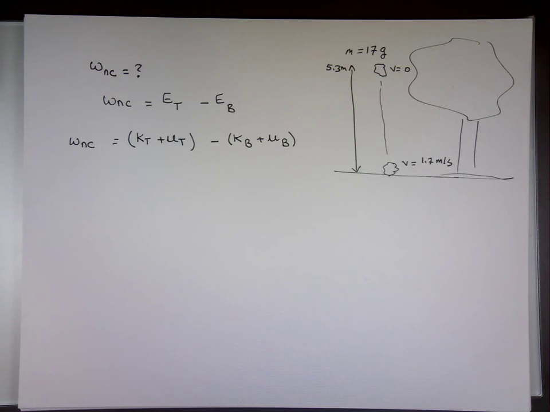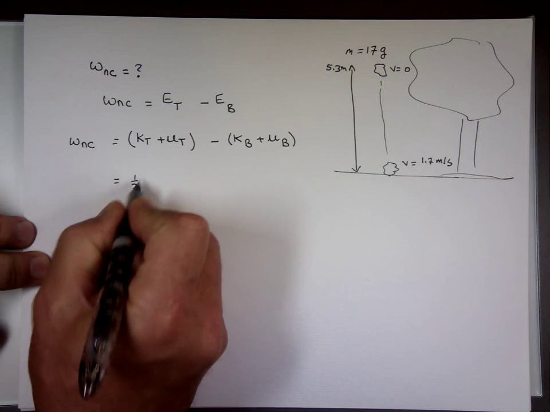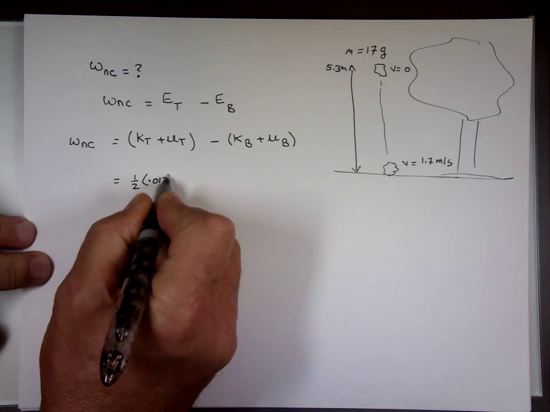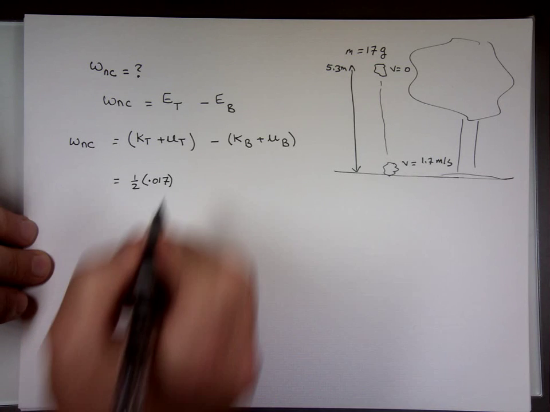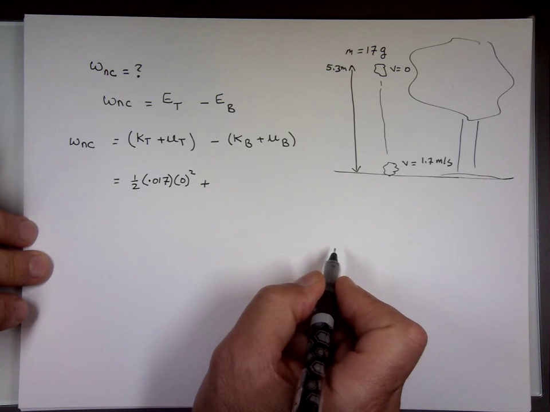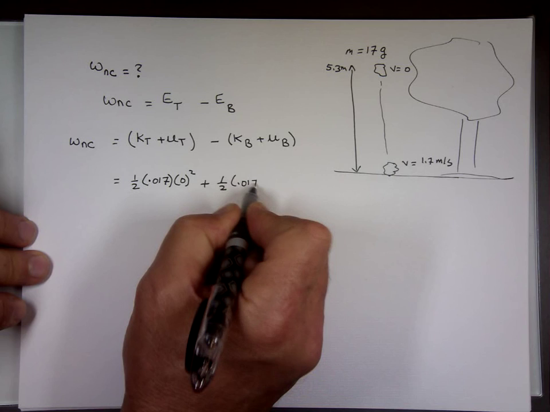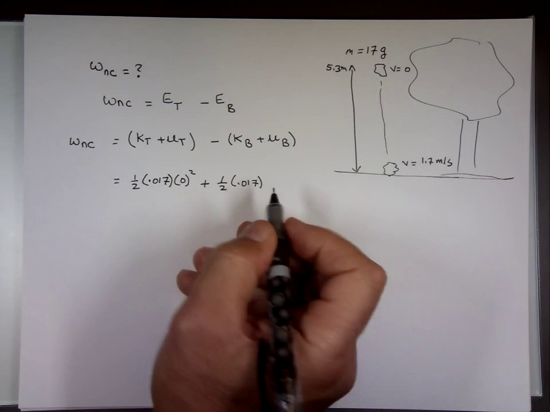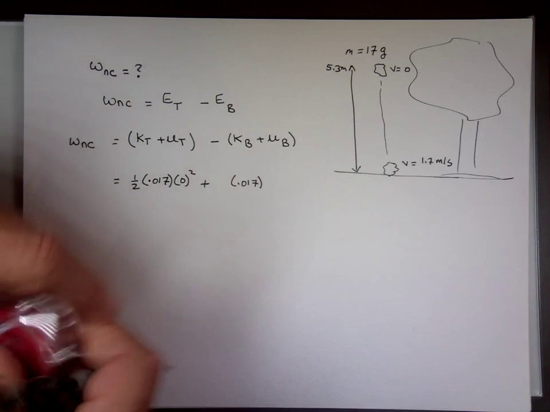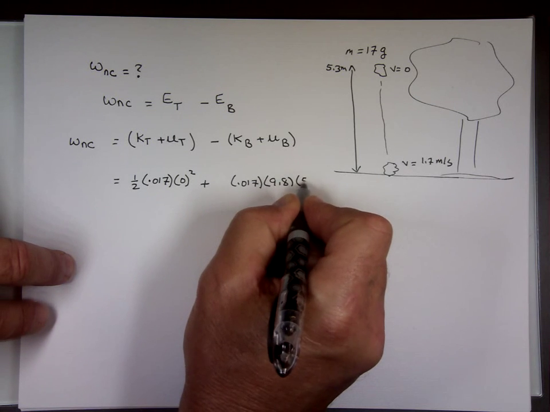Let's look at the top. Kinetic energy is 1/2 the mass, which is 17 gram, so 0.017 kilogram. Got to convert it to kilograms. Times the velocity, which is 0, squared, plus mass times gravity times height. Mass, gravity 9.8, times the height, which is 5.3. That's the top.